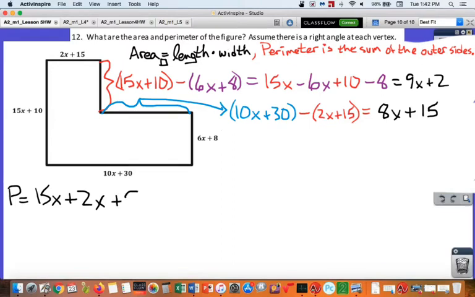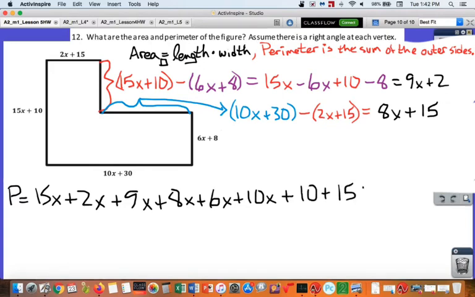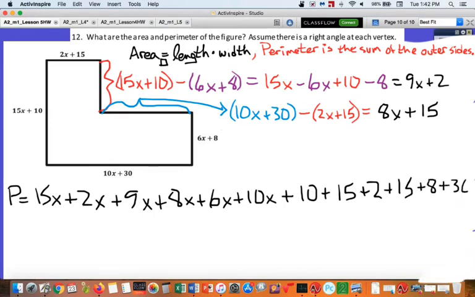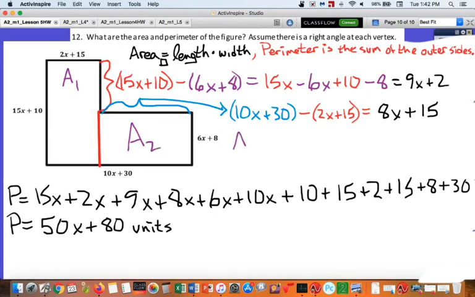Now my perimeter is going to be all of the x values. I put all my x values next to each other, and then I'm going to put all my constants next to each other. That way I'm not going to get mixed up since there are 6 sides: 1, 2, 3, 4, 5, 6, yeah. So just make sure that you have 6 each there, and then I add them all together, and I get 50x plus 80 units.